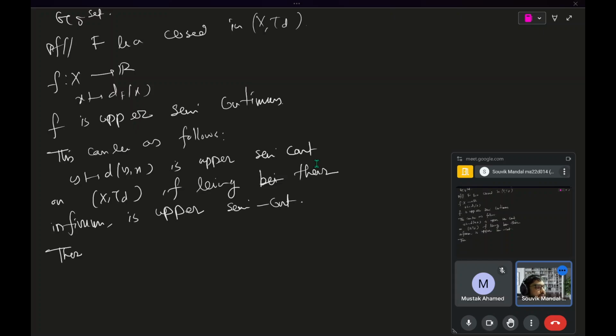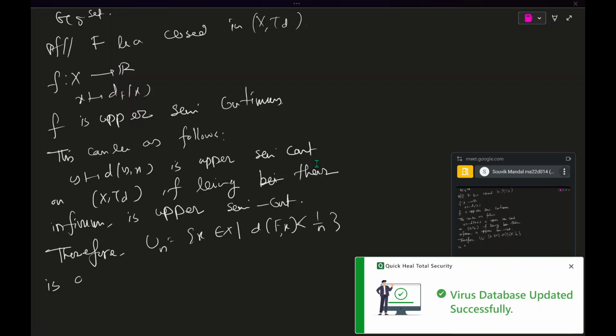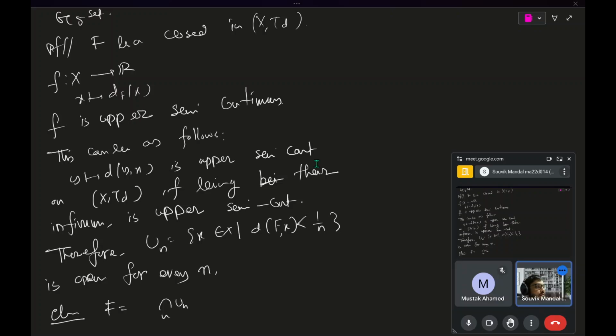Therefore, Un equal to the set of x belonging to X such that d(f, x) is less than 1 by n is open for every n. Now we claim that F is equal to the intersection of Un. LHS subset of RHS is obvious. How? Think about it. Let me think about the next question. You please think about how to prove the claim.